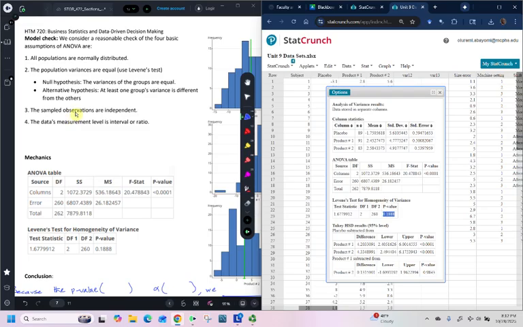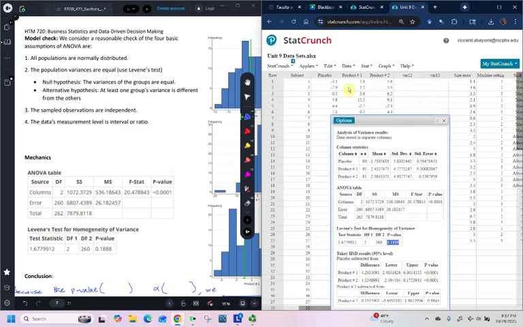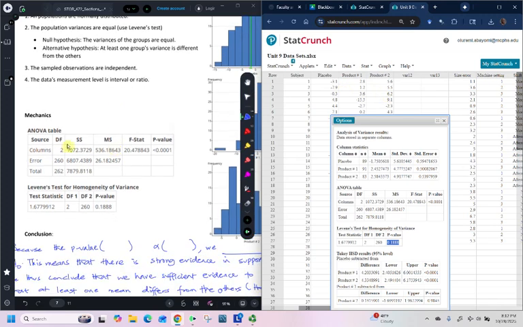And for the sampled observations being independent, it suffices that if we randomly sample people, then this requirement is met. And lastly, the data's measurement is interval or ratio, indicating that the data values are numerical. Of course, these are numerical values. Okay, and with that said, we're ready to jump into the mechanics.